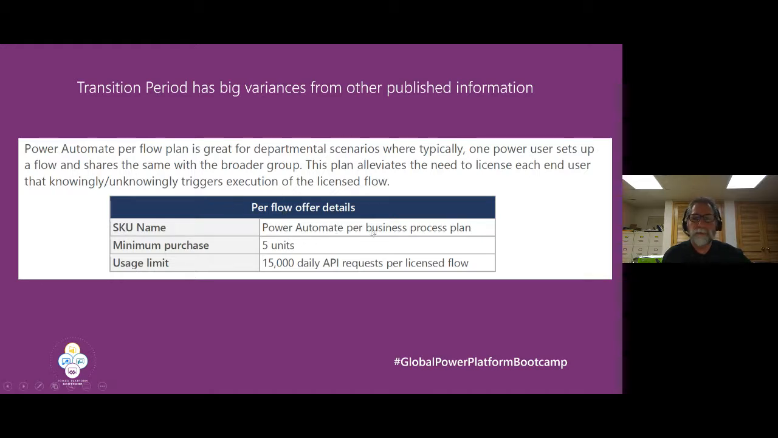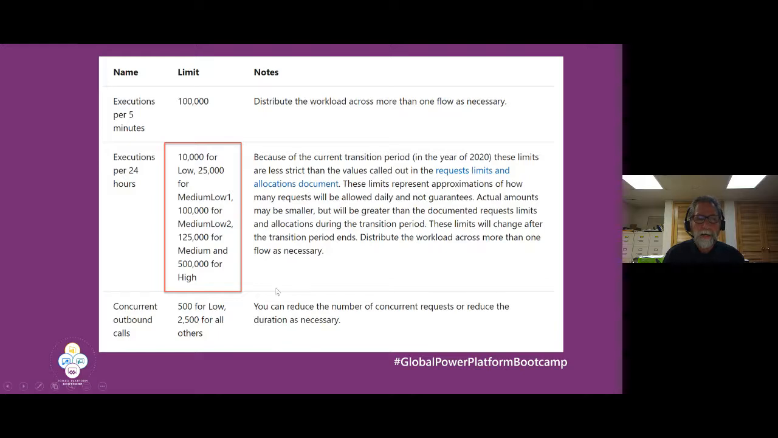document has Power Automate per business process plan, 15,000 daily API requests per license flow. And I'm reading that because I want to reinforce what it's saying here. It's saying this is for 5 units or 5 flows that you would specifically provide the URL for. So this is sort of interesting here. In the license plan, which is an additional per flow plan that you're going to buy here, the license document says 15,000, but guess what? They're saying here in the policy program, it's actually allowing up to 500,000.